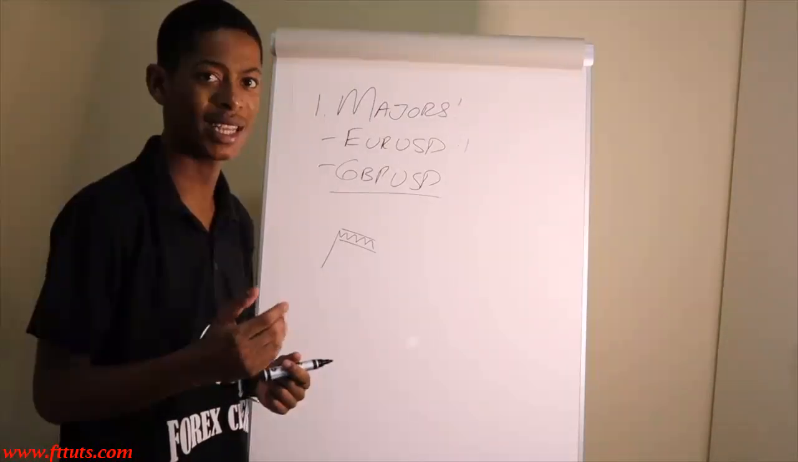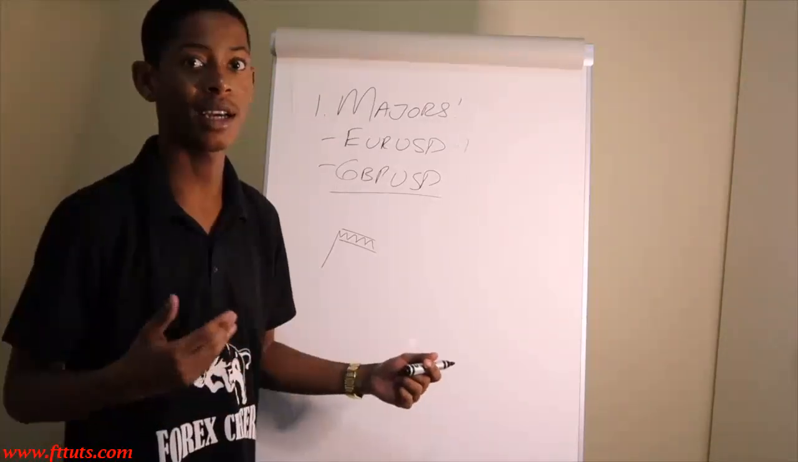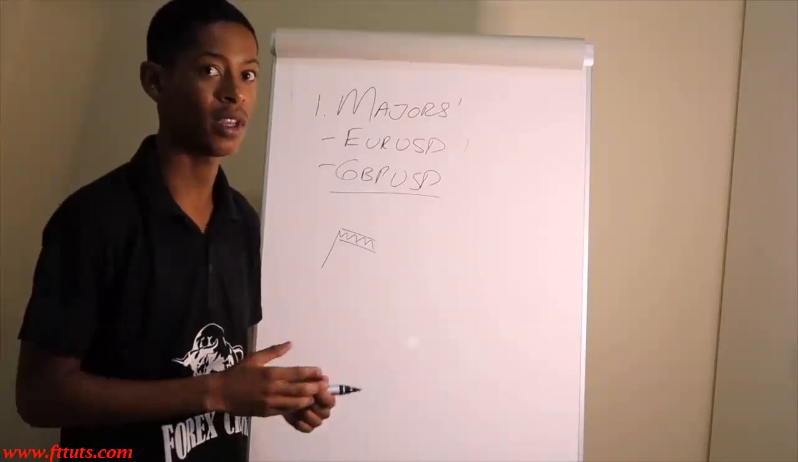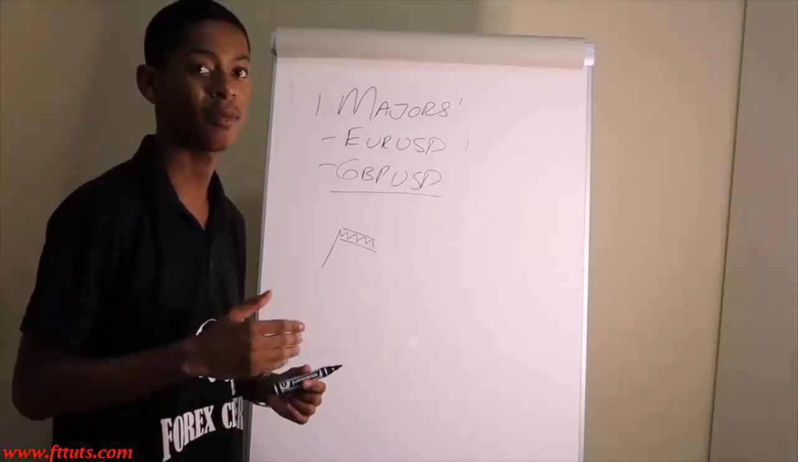So you need to also understand the pip value, because there are pairs that are much more expensive. Just 0.01 is able to hit too much of your account. You need to also understand the pip value method.